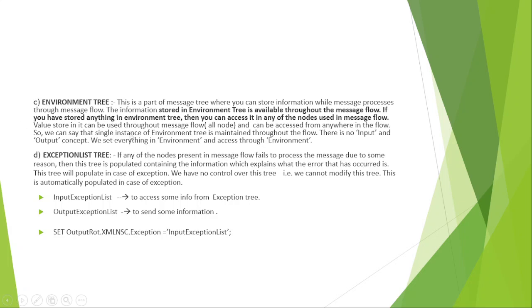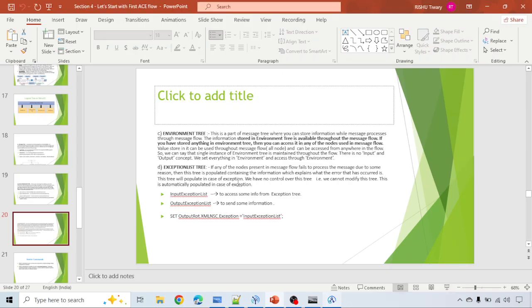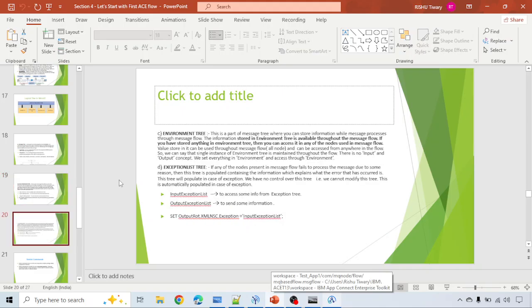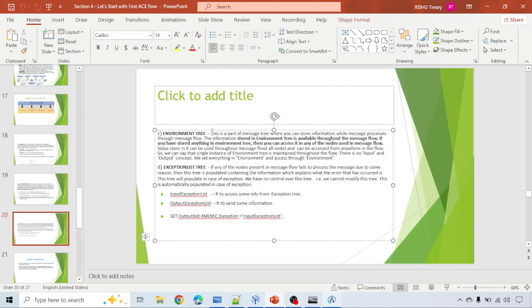So we can say that a single instance of the environment tree is maintained throughout the flow, and there is no input and output concept. We can set and access the environment tree directly. In the local environment tree, whatever information we set is not available throughout the flow, it is available only to the immediate next node. But whatever information you set in the environment tree will be available throughout the message flow.